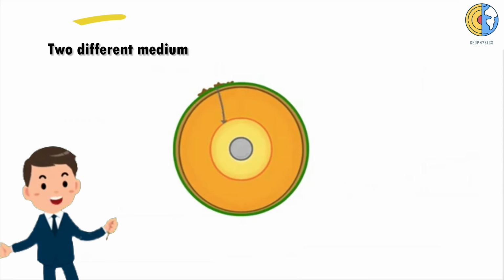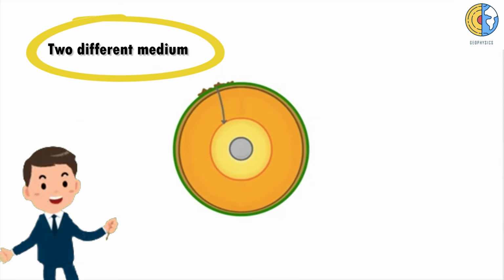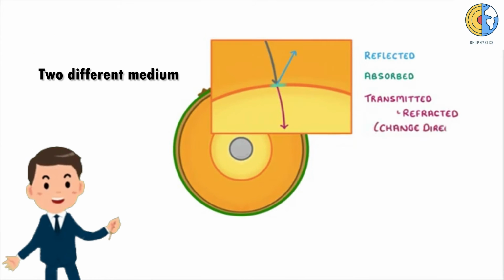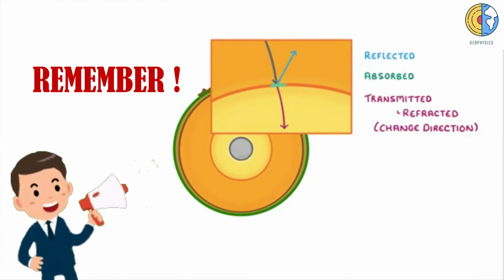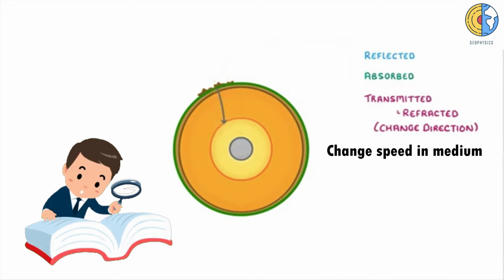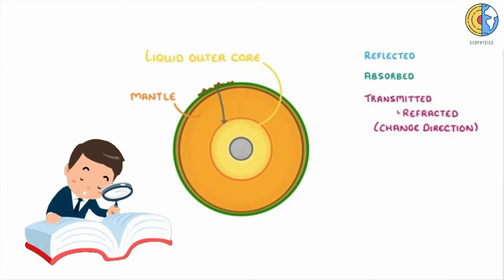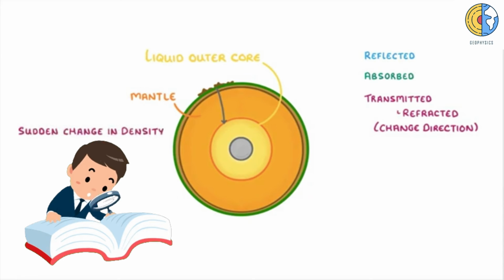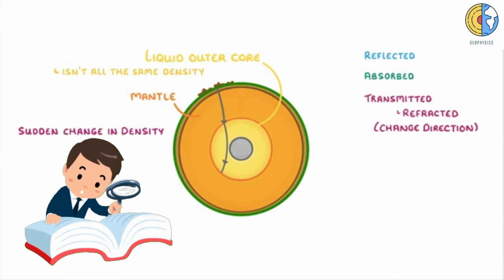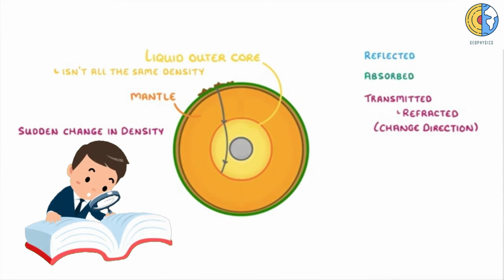When seismic waves reach a boundary between two different mediums, they can be reflected, absorbed and refracted, which means that they change direction. And remember, when refraction happens, it is because the waves change speed in mediums of different densities. At the boundary between the mantle and the liquid outer core, there's a sudden change in density, and so there's also a sudden change in the direction of the wave. Because the liquid outer core itself isn't all the same density, as waves pass through it they're constantly being refracted, and the path is curved because of the slow change of direction.